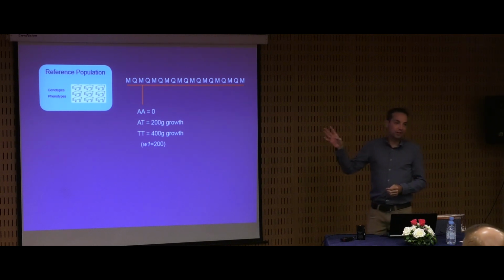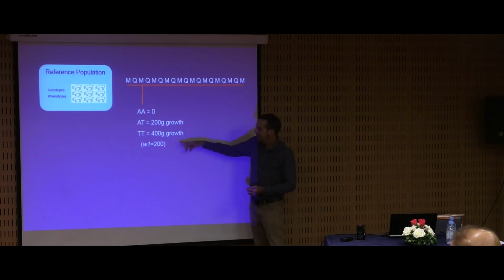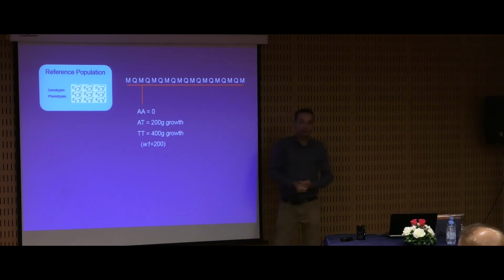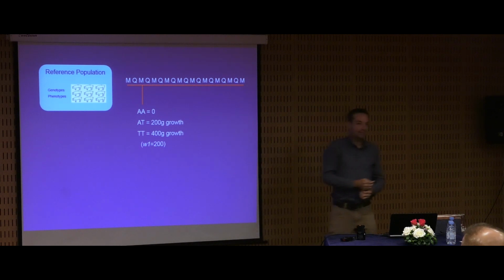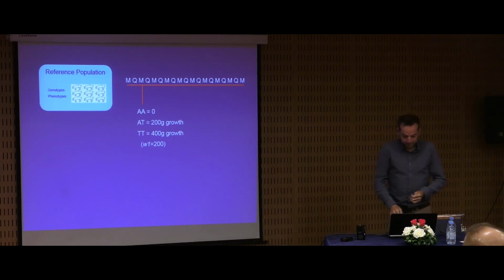And what we do in genomic selection is we weight each SNP by the effect on the trait. So it's always the effect of the second allele. In this case, the weight is 200, the effect of getting that T allele. So that's for one SNP. You just have to do that 9,000 times.